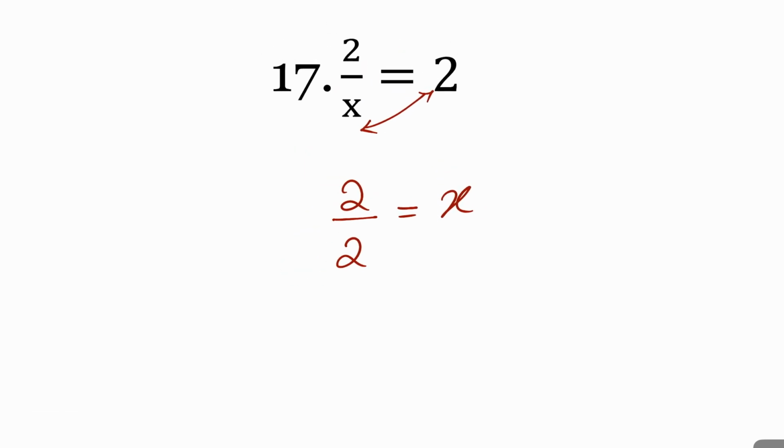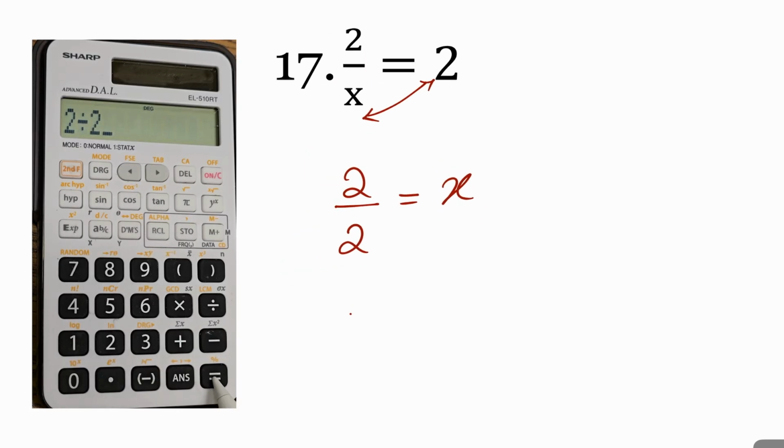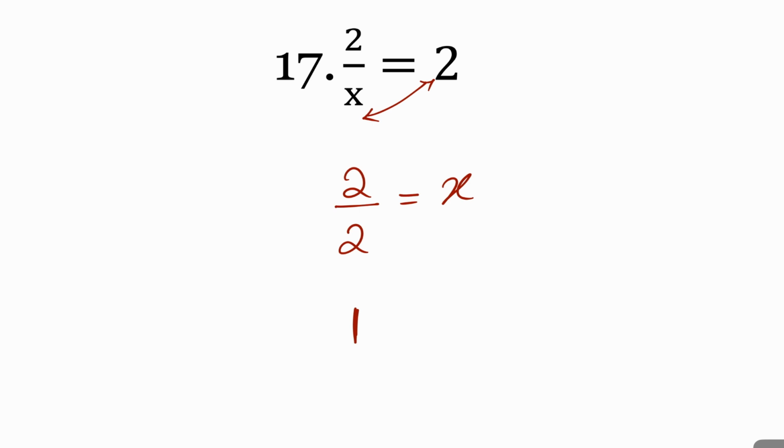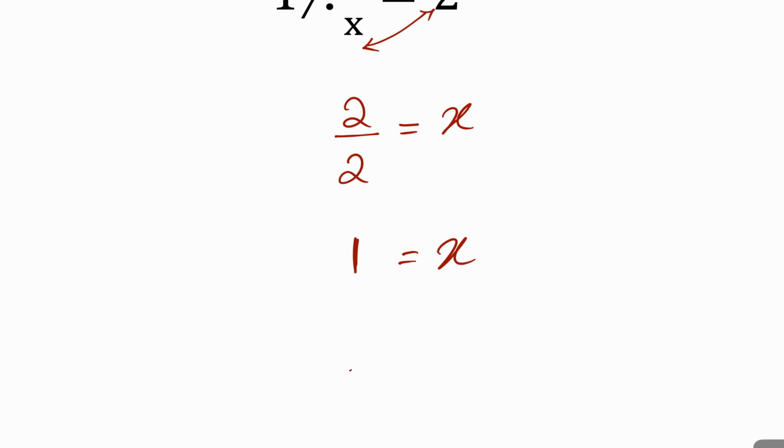So 2 by 2 equals x. 2 by 2 means 1. If you're still confused with this simple application, you can use a calculator, there is no issue. So 1 equals x, or you can modify the equation like this, x equals 1. That's it.